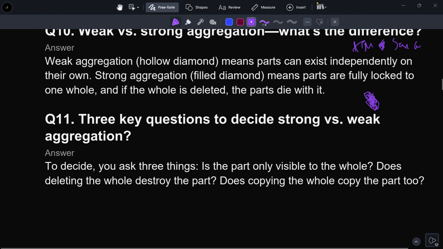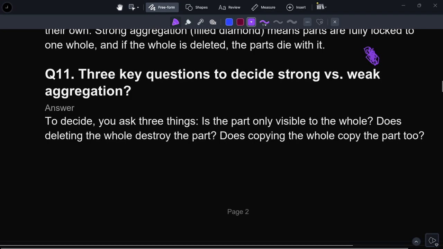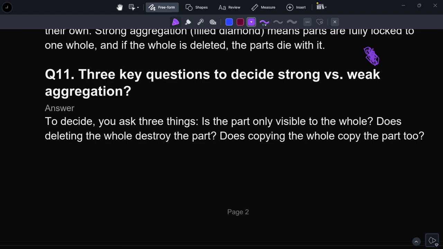Now we need to understand the three key questions to decide strong versus weak aggregation. Question number 1, encapsulation. Is the part hidden and only visible to the whole? That's the first thing. If the answer is yes, then it's strong. The internal vault mechanism is completely invisible to the outside world. Only the ATM software knows it exists and can control it.